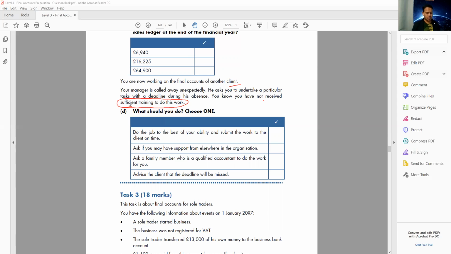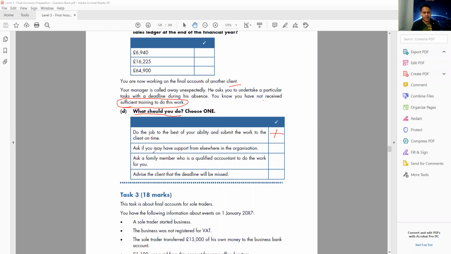For example, he showed you how to submit the VAT return, and after that he said, remember I showed you how to do the VAT return, so I'm going on holiday, can you submit that? What should you do? Choose one. Do the job to the best of your ability and submit the work to the client on time. I will not do that. I don't know what is best. In accountancy, we want accurate figures. We don't guess. If there is a mistake, I can't say I did my best. There is no answer for that.